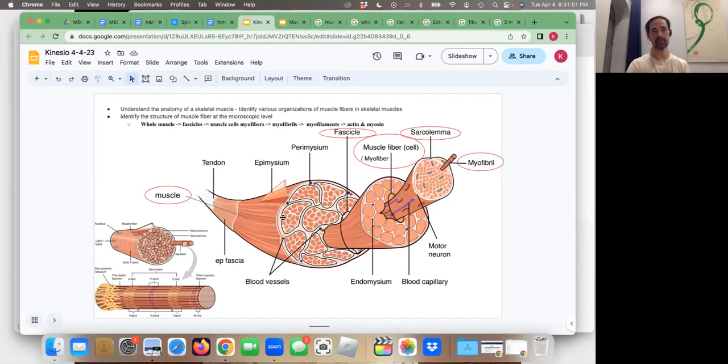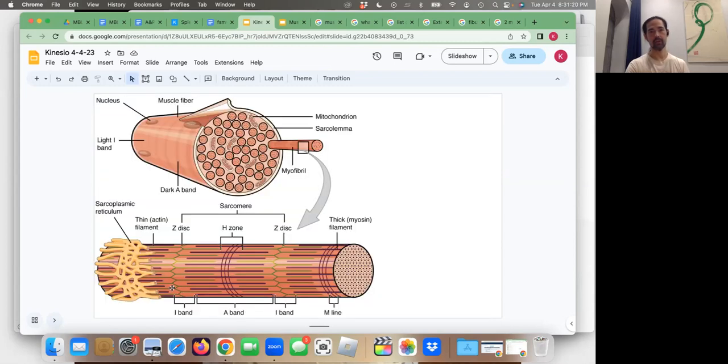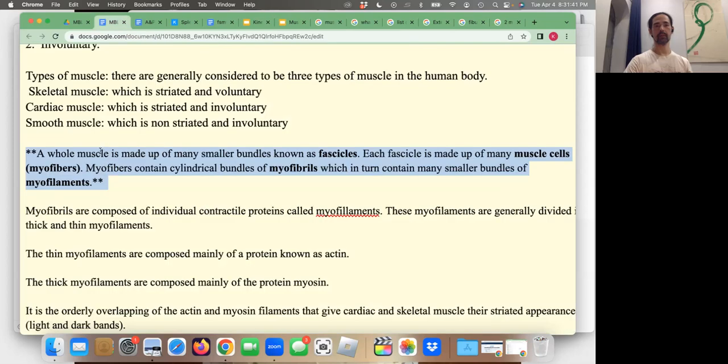That would look like this. Every muscle is made up of fascicles, every fascicle is made up of myofibers, and every myofiber is made of myofibrils. If you look at the myofibril down here, you can see that there are many myofilaments, and the myofilaments are actin filaments and myosin filaments. Muscle, fascicles, myofibers, myofibrils, myofilaments, actin and myosin. All right, next one.